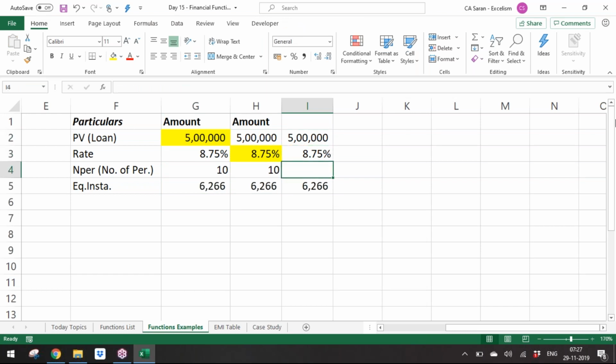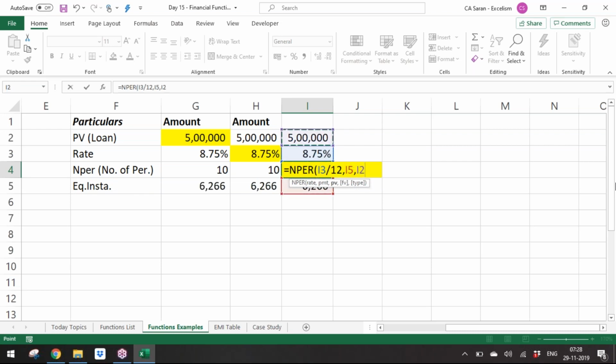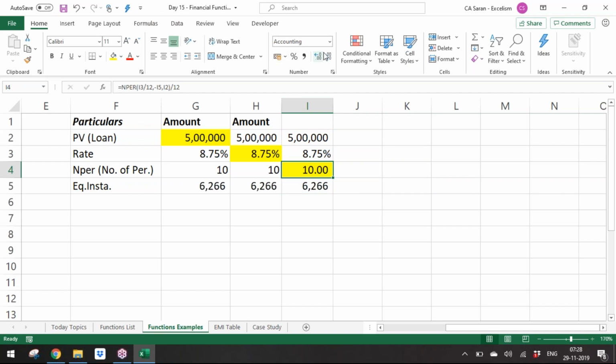Then let's say years are not there. Now equal to the same thing. What is the function? NPER, rate divided by 12, then PMT, this, comma, present value. This may have the same problem, so I'll put minus. So you'll get exactly 120. I need to put divided by 12 because I need to have it in years. This is the way we calculate all four.